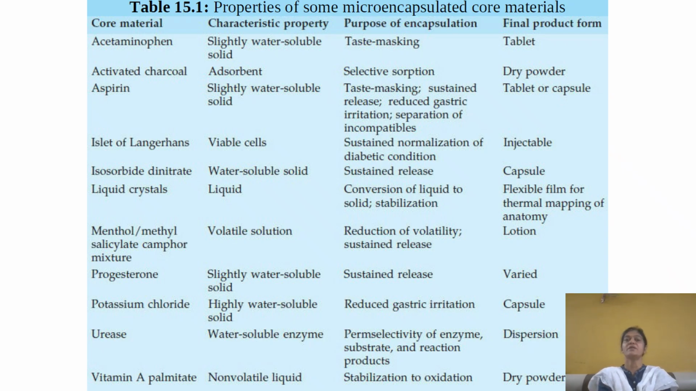Now some of the properties of microencapsulated core material. Let's see one or two examples. If the core material is acetaminophen, the property is slightly water soluble. The purpose of microencapsulation is taste masking, and the final product is the tablet. So here we can take acetaminophen, activated charcoal, aspirin, islets of Langerhans, isosorbide dinitrate, liquid crystal, menthol, methyl salicylate camphor mixture, potassium chloride, urease, vitamin A palmitate. The purpose of encapsulation is already quoted here.